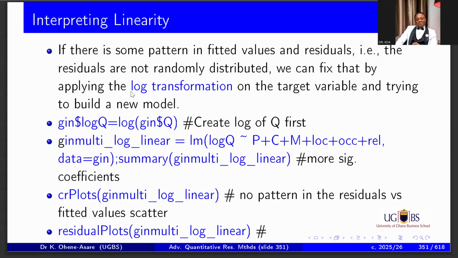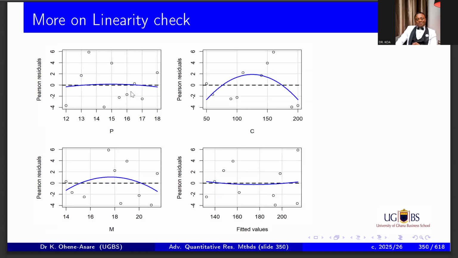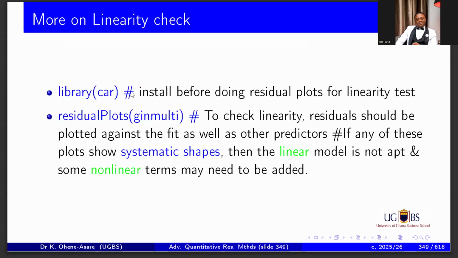Okay. So here's the thing. If there is some pattern in the fitted values and the residuals, in other words, the residuals are not randomly distributed, you can fix that by applying a log transformation on the dependent variable. And that is what we are going to do. Clearly, you can see that some of them are exhibiting quadratic nature, which is not linear. So we can do something about it and rerun this graph again.